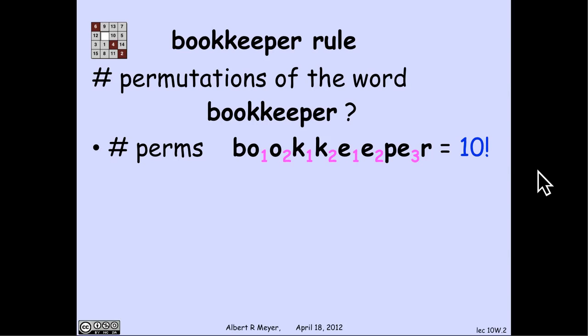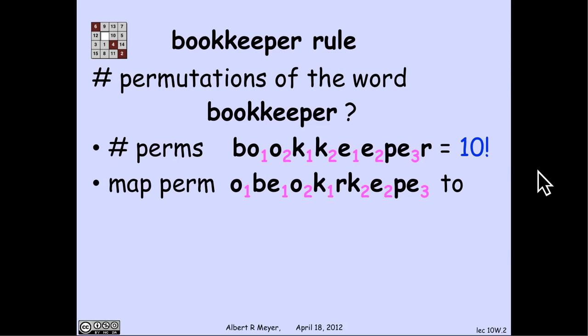Now my strategy is going to be to use the division rule to count the number of patterns of the letters in the word with no subscripts. And the way I'm going to do that is take one of these subscripted words and erase the subscript. So I'm going to map it to the same permutation of letters with no subscripts. I've just done that. Here I've taken an arbitrary permutation of the subscripted word, and then I've erased the subscripts and consolidated the letters, and I wind up with this permutation.